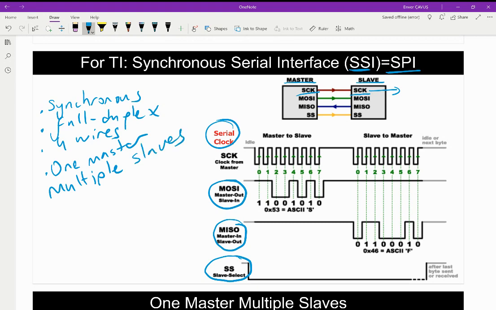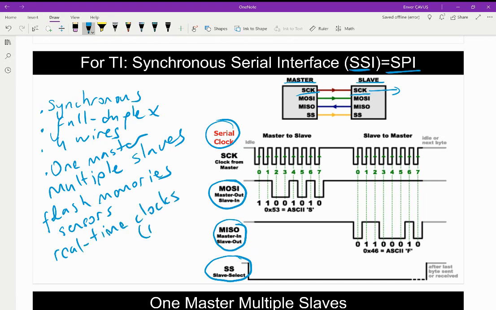So this is commonly used with flash memories, sensors, real-time clocks. This is called RTC. For analog to digital converters or secure digital cards. So these are some of the modules where this SPI interface is used.